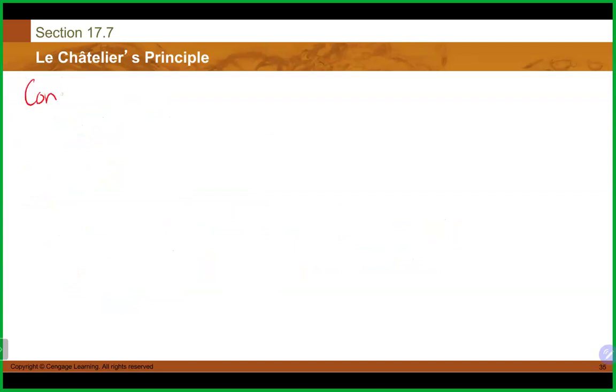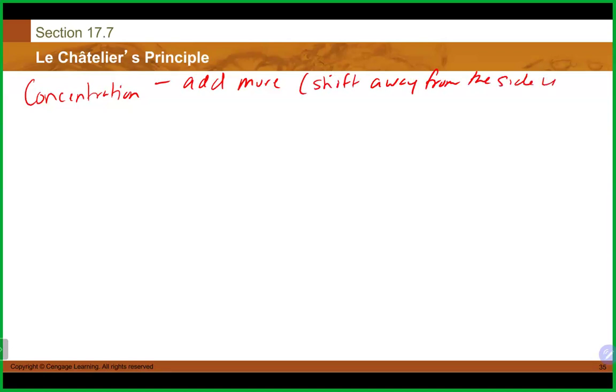And when we're dealing with concentration, there's really two things you can do. You can add more. And when you add more concentration, the equilibrium will typically shift away from the side you added it to.